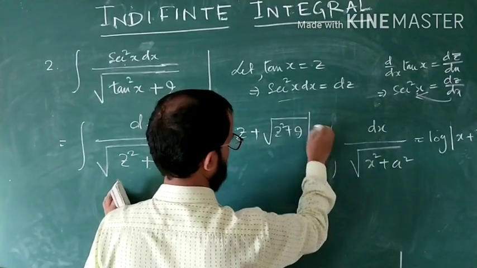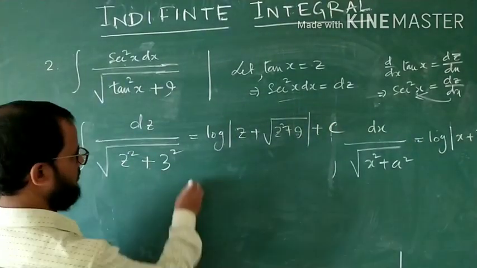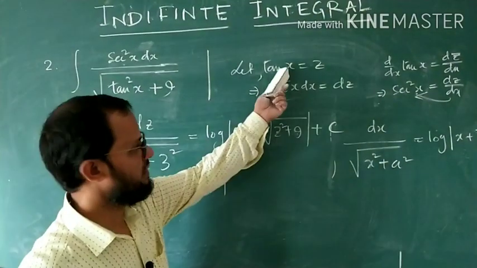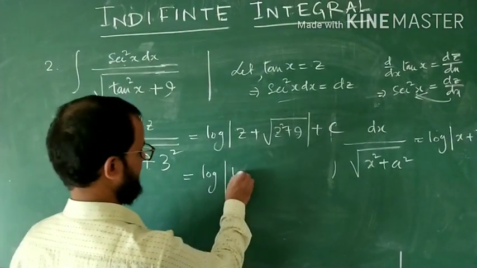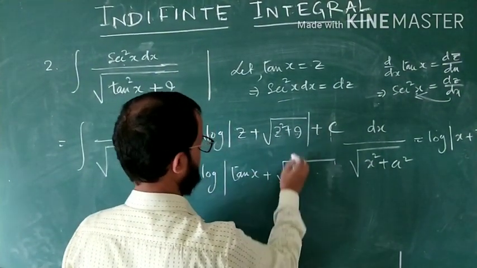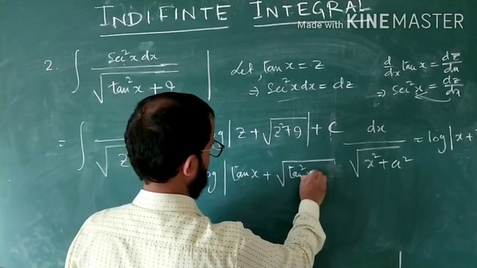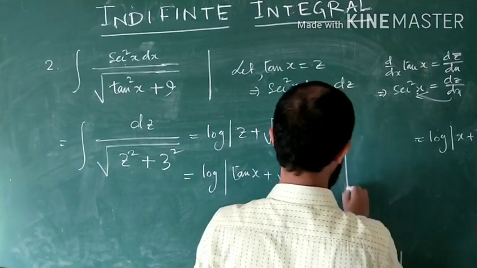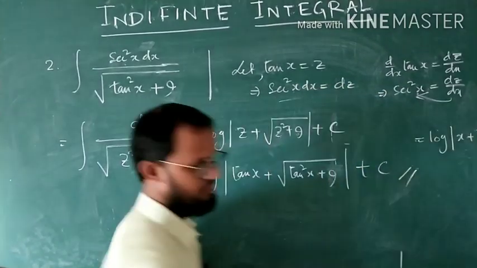And finally you write a constant here. Now what is z here? You replace z is equal to what? You suppose z is equal to what? tan x, so it becomes tan x plus root over z means what? tan square x plus 9, and finally you add a constant after modulus. So this is your final answer.